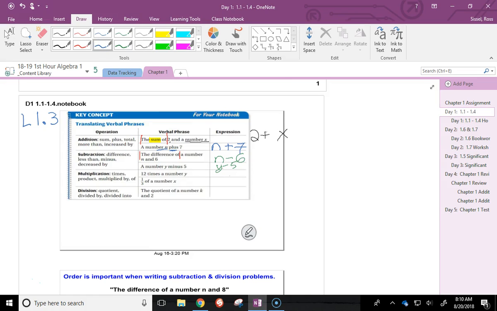Multiplication: times, product, multiply by, and an important one, of. Of in our math means multiplication. So 12 times a number y. Well, we just write it. Here's the cool thing with variables: instead of times, a lot of times we'll use that dot in the middle. We don't use the multiplication sign because that looks like the variable x. When we have a coefficient with a variable, you don't even put the multiplication. You just put them right together. 12y.